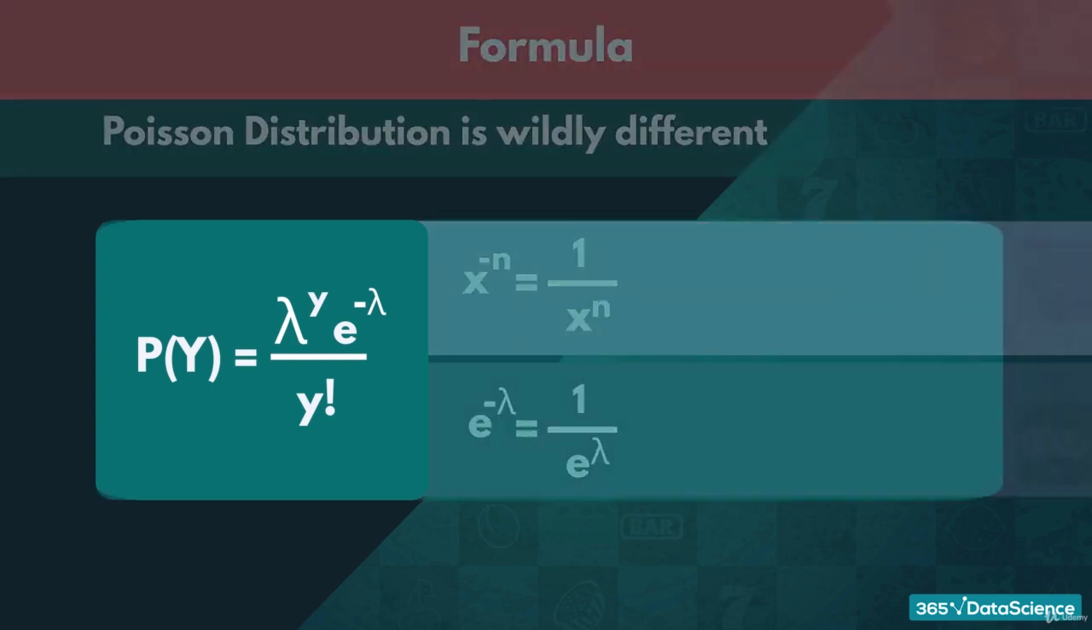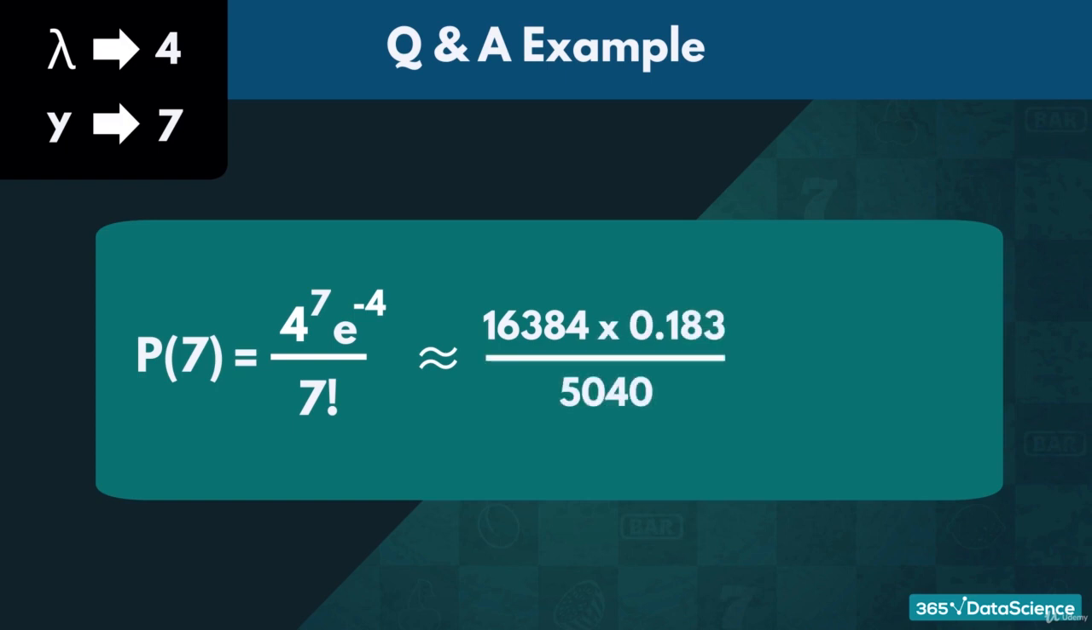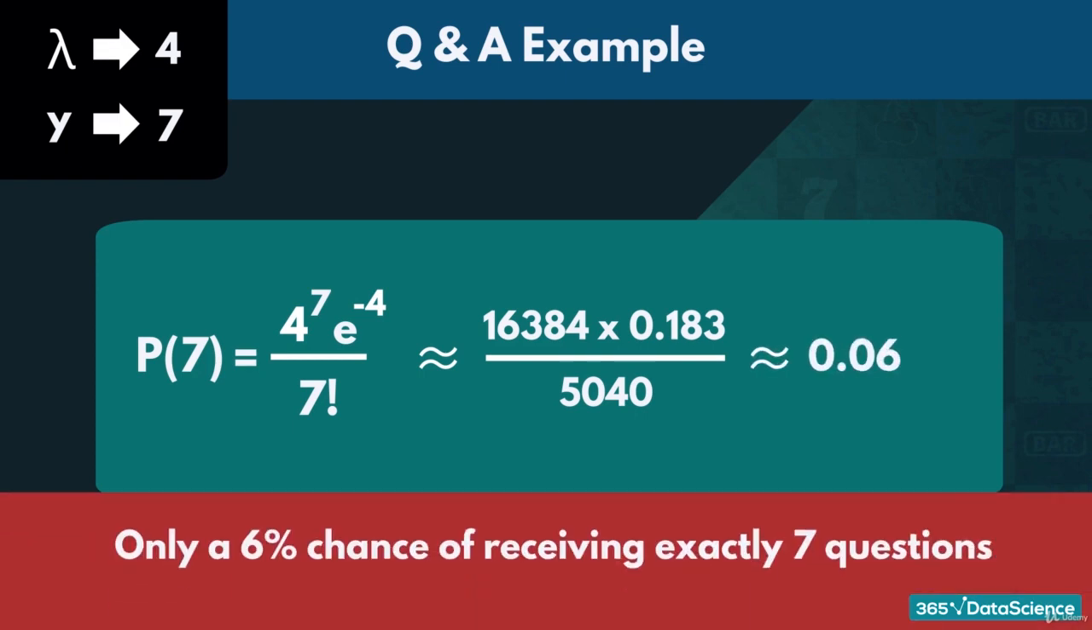Right. Going back to our example, the probability of receiving 7 questions is equal to 4 raised to the 7th degree multiplied by e raised to the negative 4 over 7 factorial. That approximately equals 16,384 times 0.183 over 5,040, or 0.06. Therefore, there was only a 6% chance of receiving exactly 7 questions.